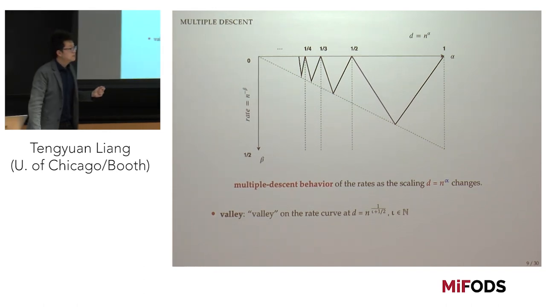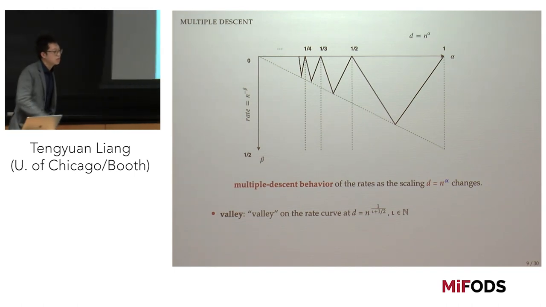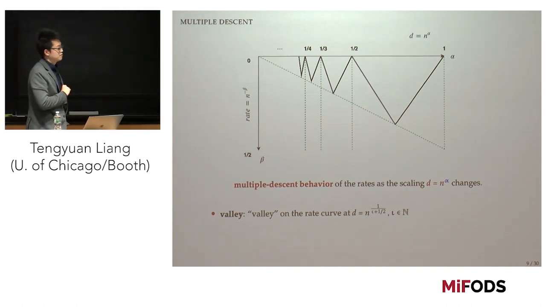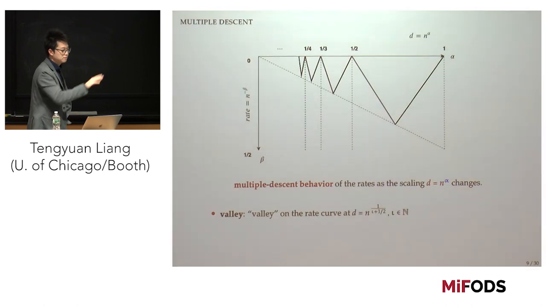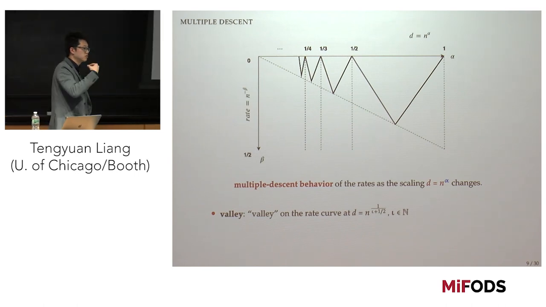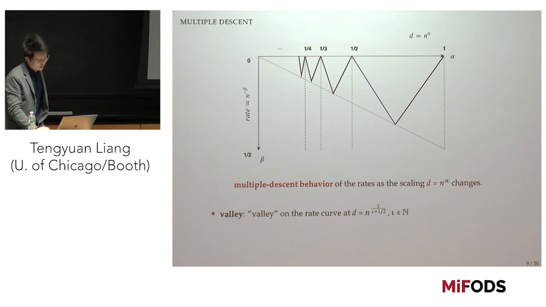Wait, so the bound on the previous slide was an upper bound. Right, it's an upper bound. Okay, very good question. Just wait for two slides, maybe it will. Right, it's an upper bound. So are you saying that this upper bound we can now draw? Not yet. Yes, yes.